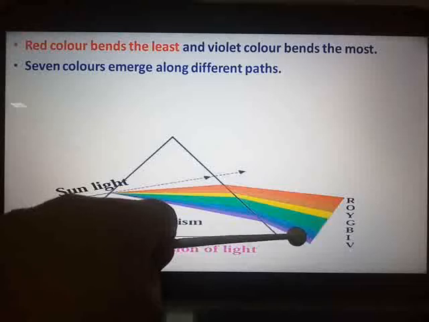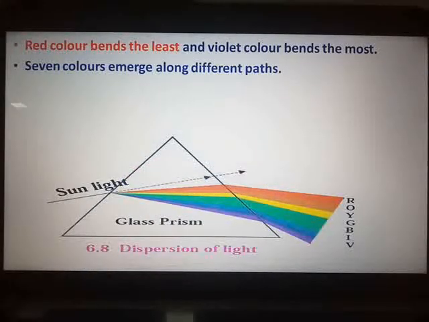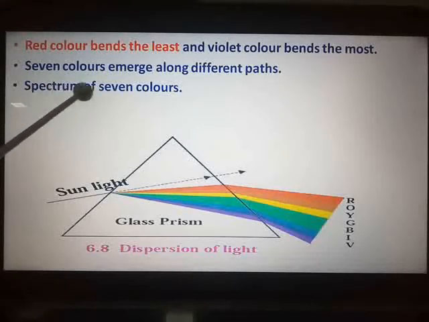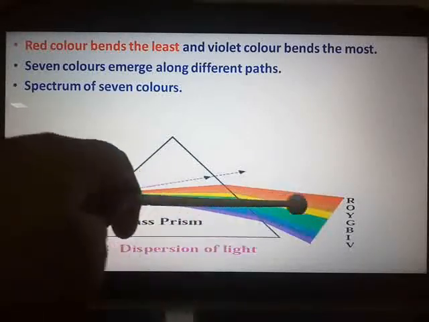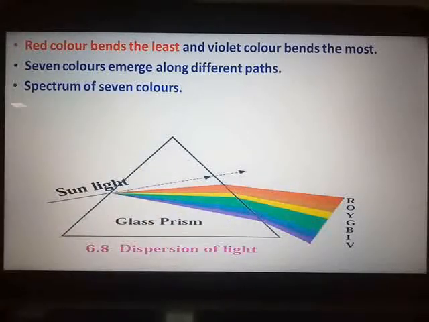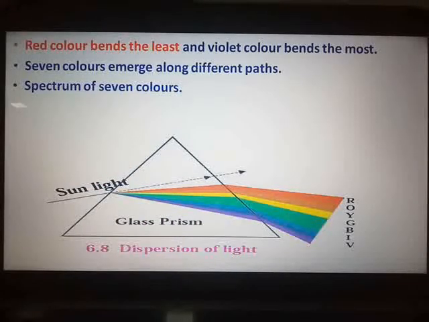So these 7 colors which you obtain on dispersion of light are called a spectrum. So 7 colors emerge along different paths. So we get a spectrum of 7 colors where you see that red color bends the least, whereas violet color bends the most. Here I had told you that a brief question can be asked or a diagram can be asked, and when you are told to draw a diagram related to dispersion of light, you should not use any type of colors. Instead, you have to give the names of the colors with the pencil.